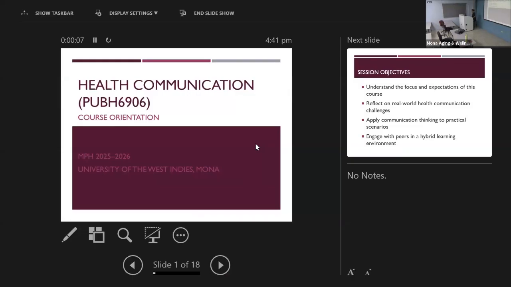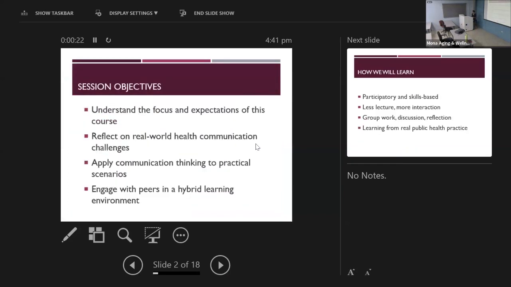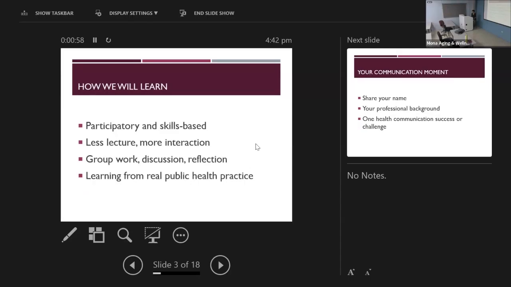All right, so I'm going to run through now a little activity for this afternoon. So the objectives of this afternoon's session is to understand the focus and expectations of this course. We're going to look at real world health communication challenges, applying communication thinking to practical scenarios, and engage our peers. Well, I figured it would be hybrid in a learning environment. So group discussions, group work, reflections will be included.